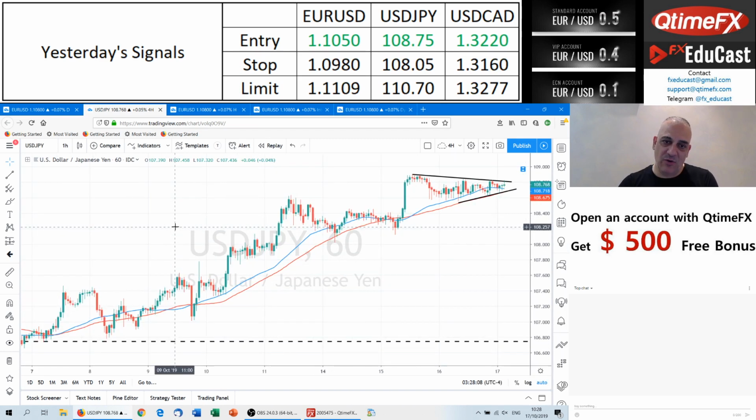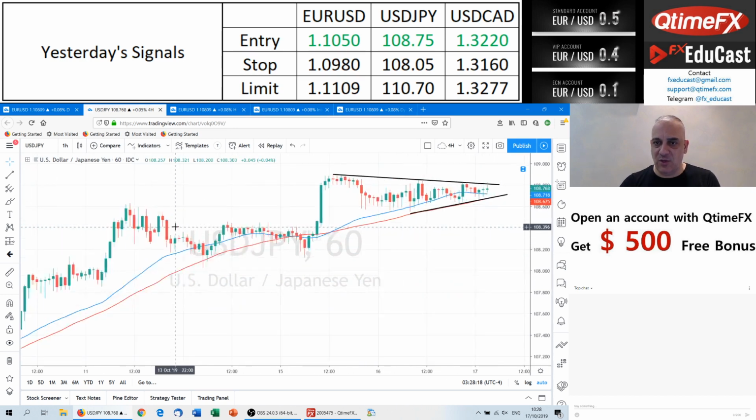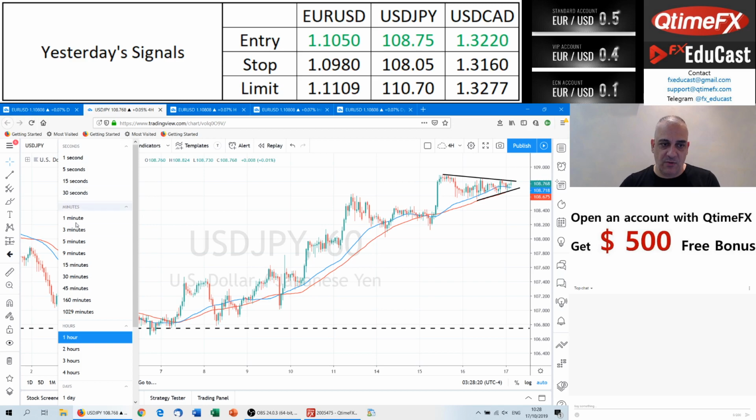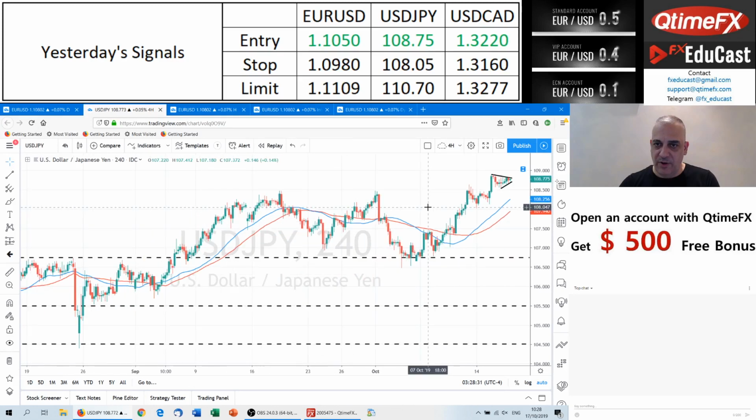That's why we have to look at the chart before we decide if it is a good idea to use the same stop and limit as yesterday, or if we need new ones. So this is the hourly chart. Let me switch to the 4-hour chart. I want this triangle to be broken to the upside so bad. I really want this pair to go higher.